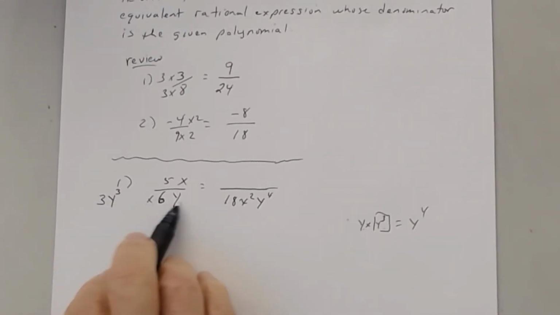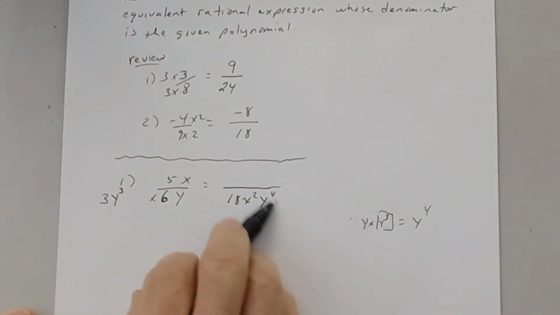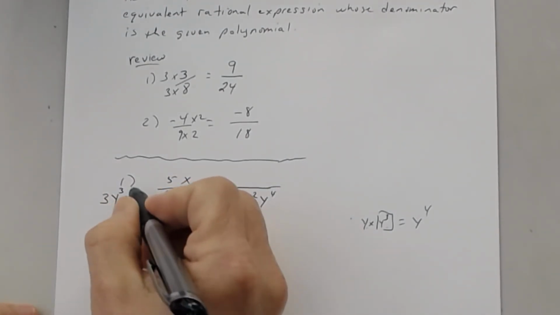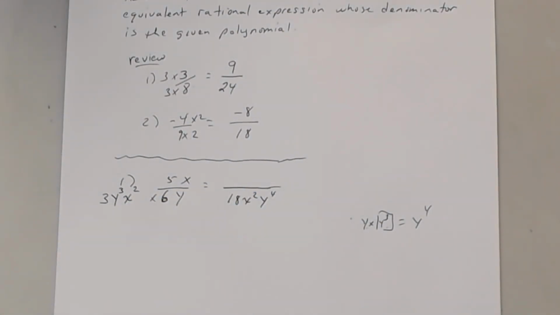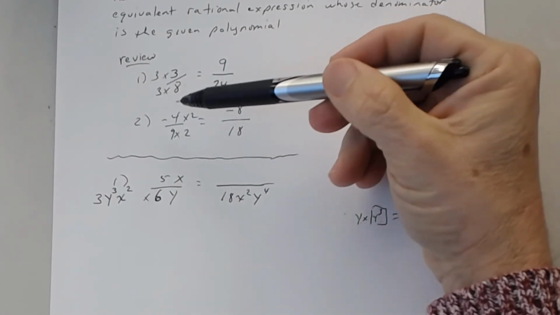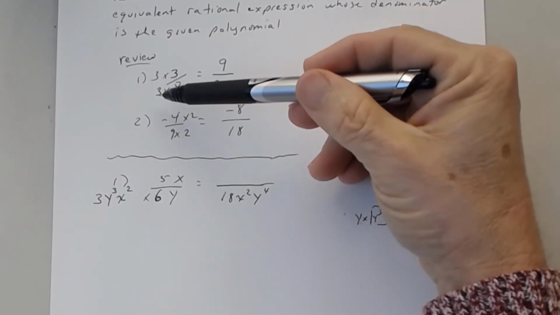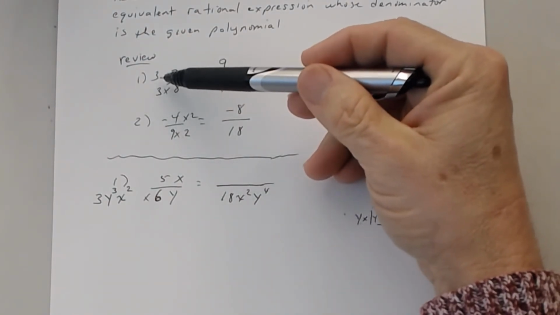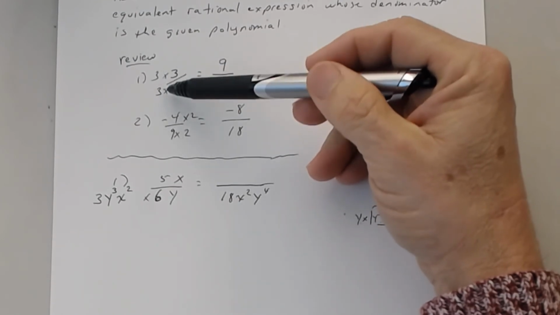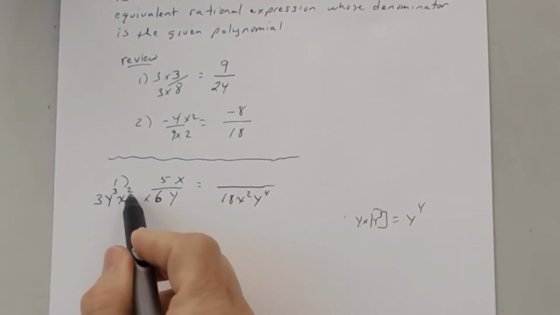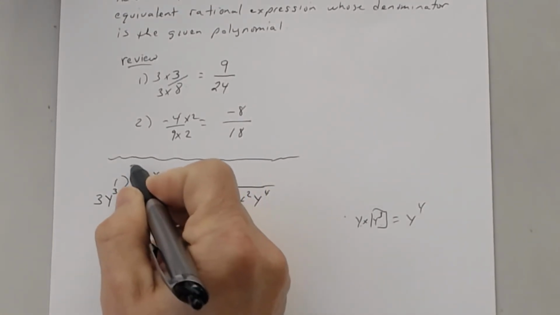But will this product right here give me all of this? No, what's missing? X squared. So I know I've got to multiply it also by what? X squared. So just like we did this one, 8 times what's 24? 3. And what I did to the denominator, I have to do to the numerator to keep it equivalent. Okay? So if I'm going to multiply the denominator by 3y cubed x squared, then I've got to also do it to the numerator.